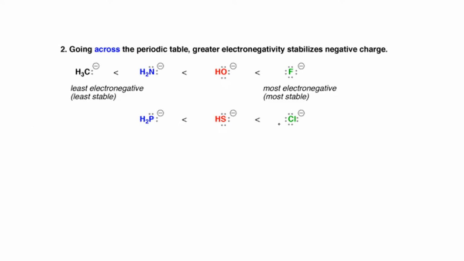Let's see the next one. Here in this case, as you can see, Cl is from group 17, so that will be more stable. This is sulfur, which is from the 16th group. Phosphorus is again from the 15th group. So the sulfur one will be more stable than the phosphorus one.